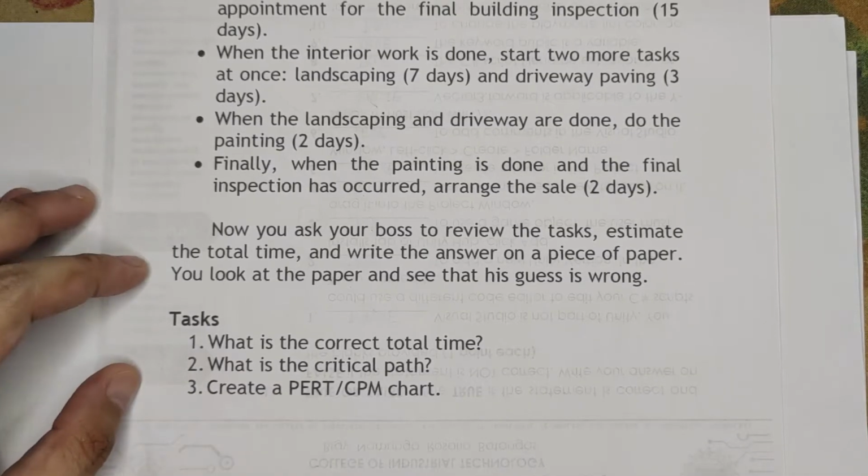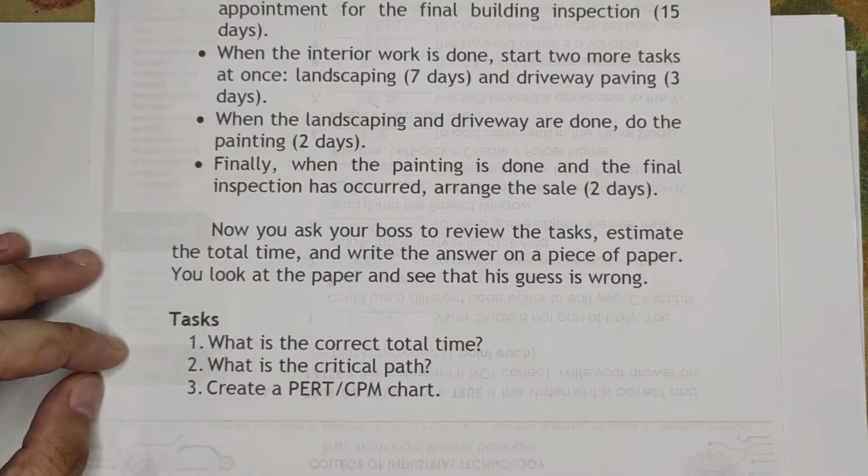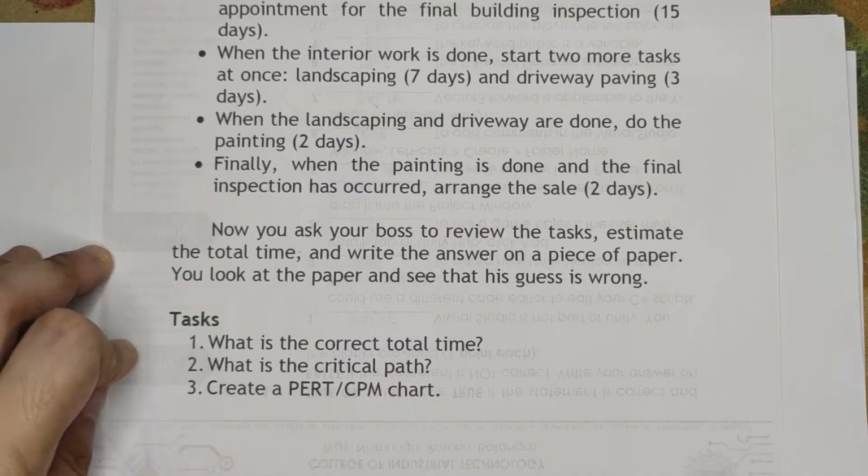So these are the tasks. First, what is the correct total time? Number 2, what is the critical path? And number 3, create a PERT CPM chart.